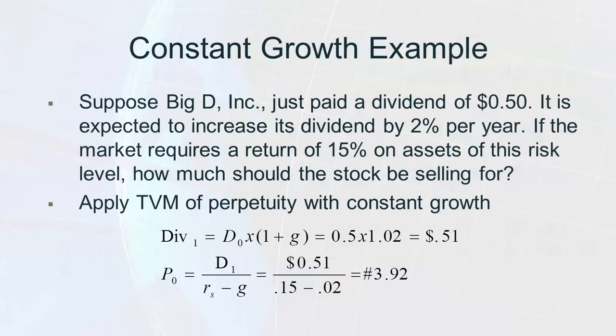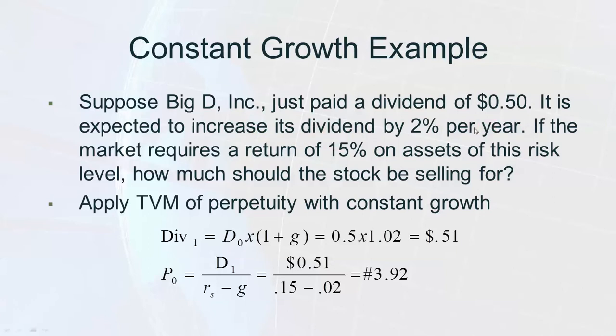So let's do this example. Suppose same example, earlier we had 50 cents dividend, and we had 15% cost of common stock, or required rate of return on this common stock. Now we introduce here a 2% dividend increase per year. So how do you solve this problem now?